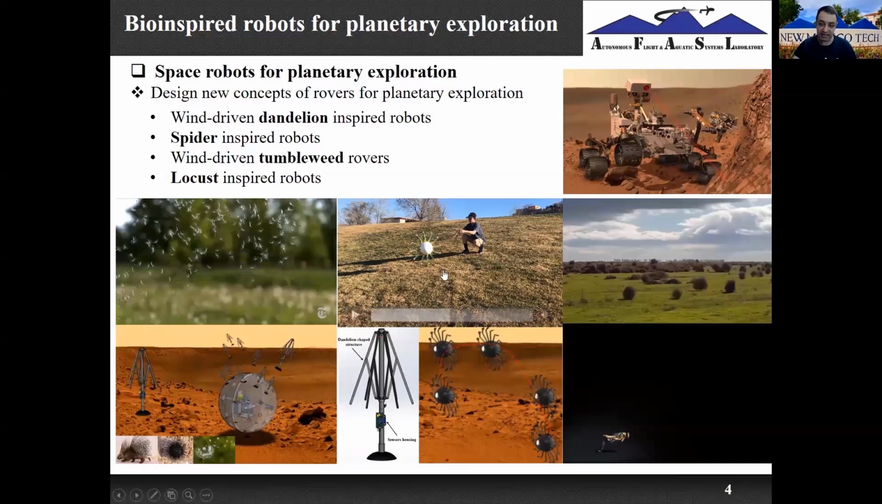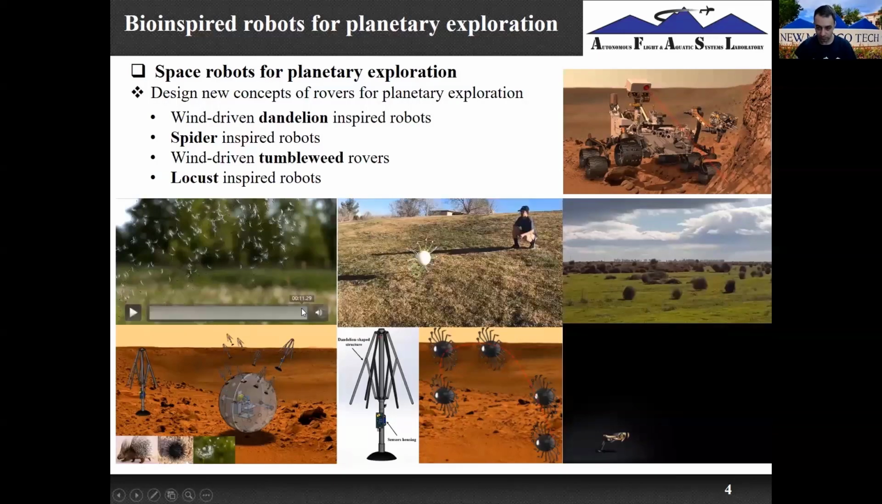My undergrad students have made a concept of this rolling rover.